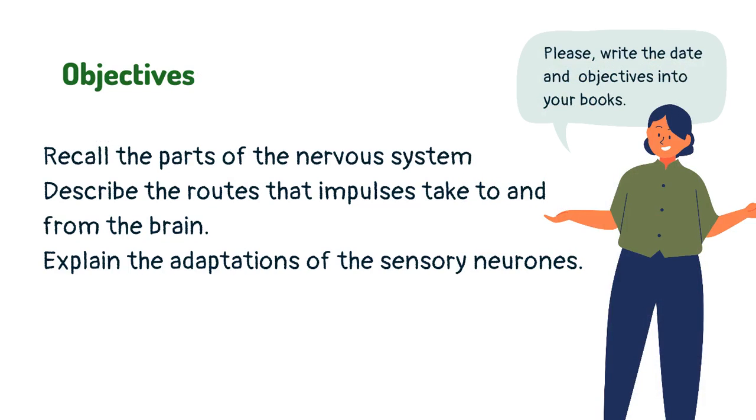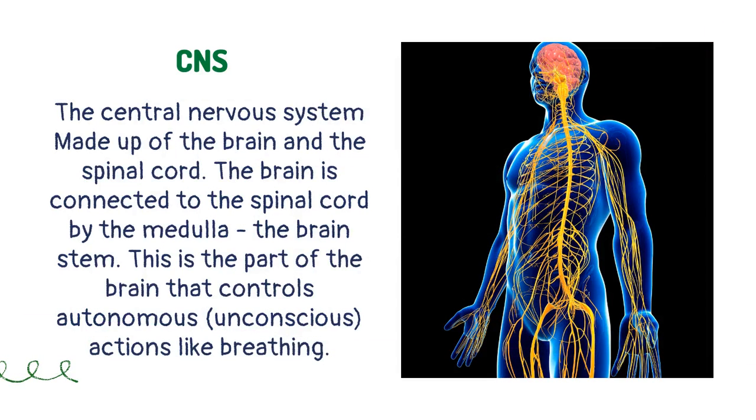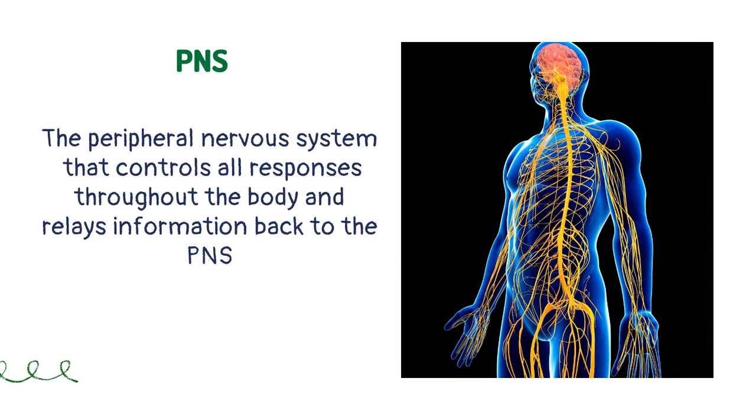Today you will learn about the nervous system. The central nervous system is made up of the brain and the spinal cord. The brain is connected to the spinal cord by the medulla, the brainstem. This is the part of the brain that controls autonomous, unconscious actions like breathing. The peripheral nervous system controls all responses throughout the body and relays information back to the central nervous system.